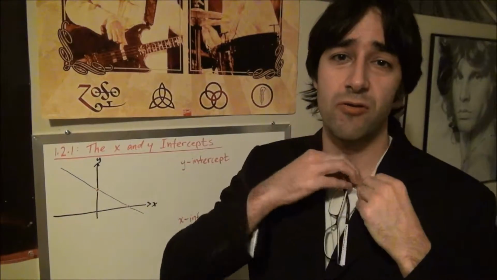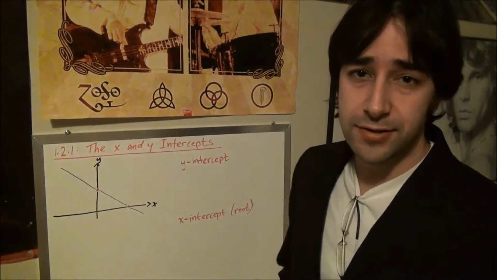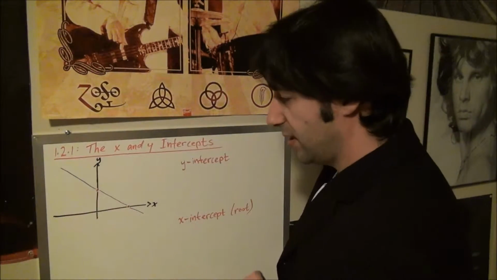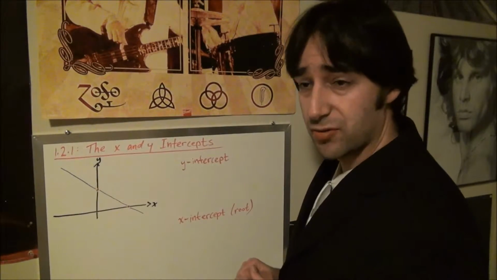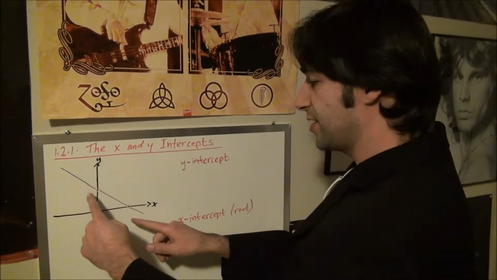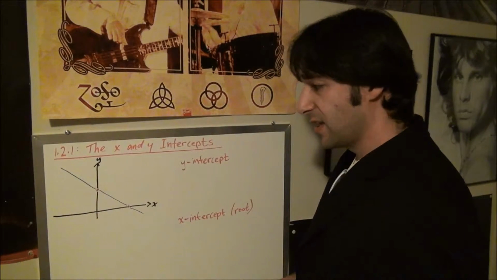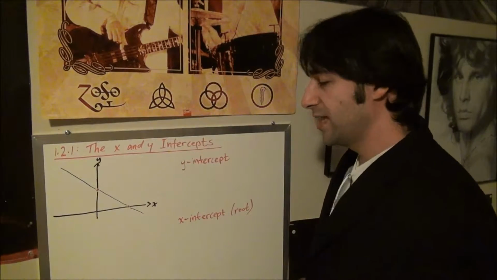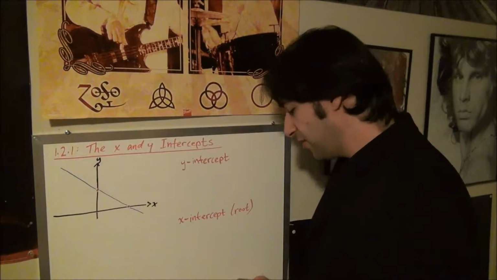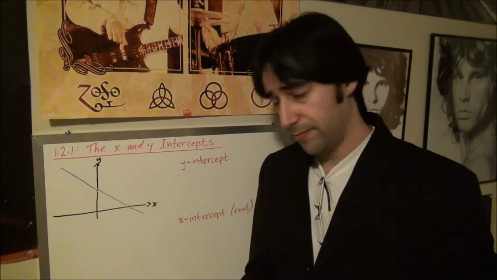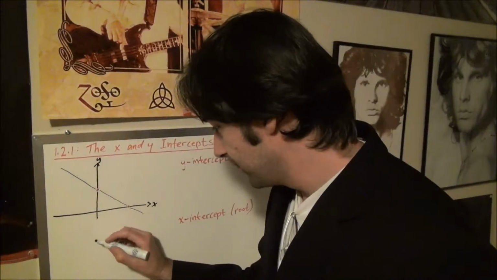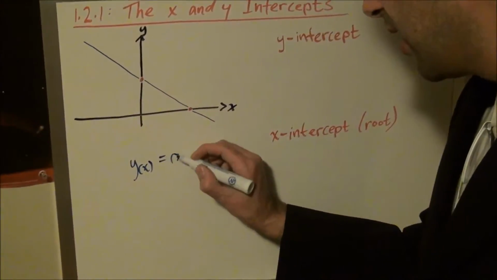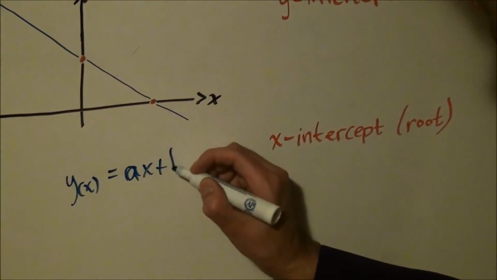In this particular tutorial, we're going to be considering the x and y intercepts. The x and y intercepts are the points along a straight line, or in this example along a straight line anyways, that intersect with the y and x axes. The y-intercept intersects with the y-axis, and the x-intercept intersects with the x-axis. Now, both of these points share one thing in common. They both satisfy the equation y, when expressed as a function of x, equals ax plus b.